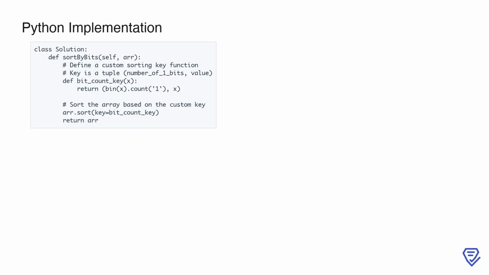Complexity. Time complexity: sorting the array involves a time complexity of O(n log n), where n is the length of the array. Computing the binary representation and counting ones for each number takes O(k) time, where k is the average number of bits in the integers. Thus, the overall complexity is approximately O(n log n). Space complexity: the sorting is performed in place, so the space complexity is O(1), excluding the input array. This implementation is concise, efficient, and adheres to the problem requirements, making it suitable for competitive programming and real-world applications.